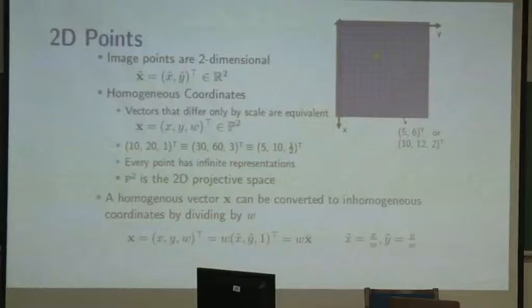So why are they called homogeneous coordinates? Because of the equivalence classes, I think. All the vectors in that equivalence class are similar to each other. We use the same term, for example, in homogeneous equations, which are equations of the form Ax is equal to 0.